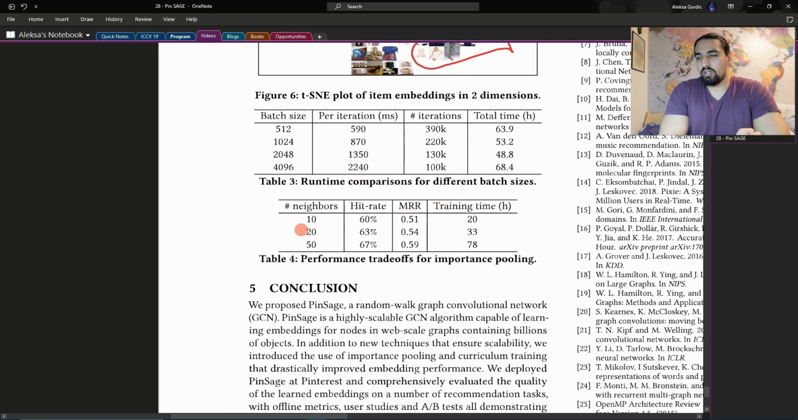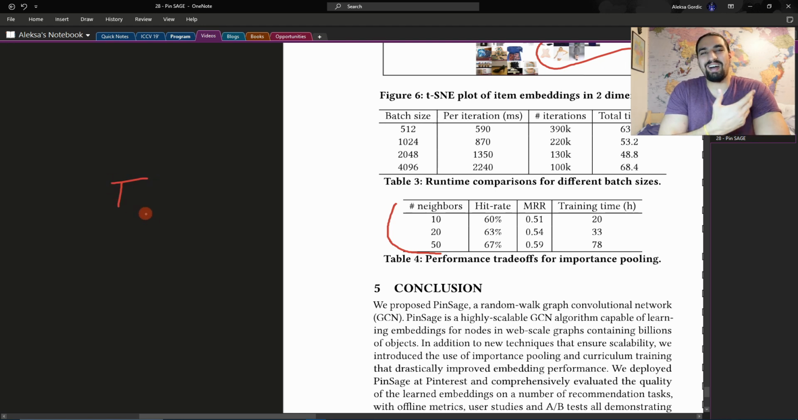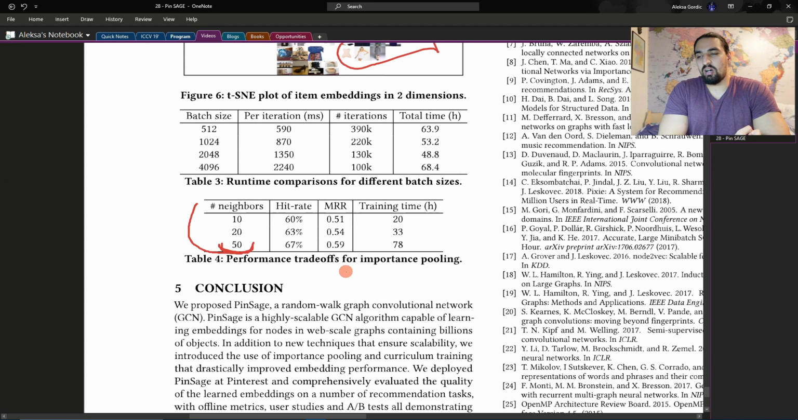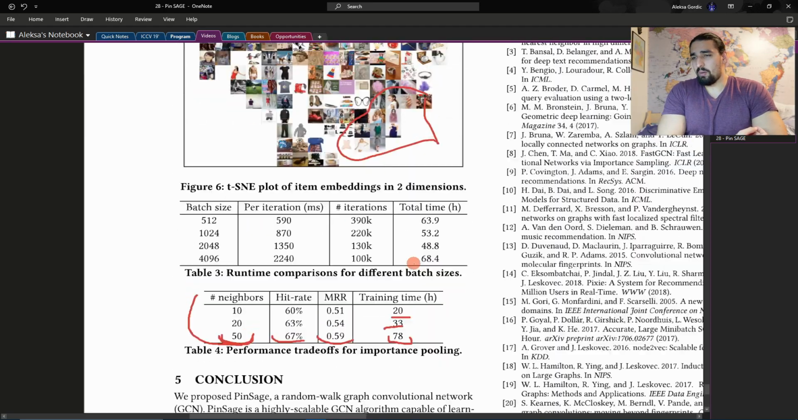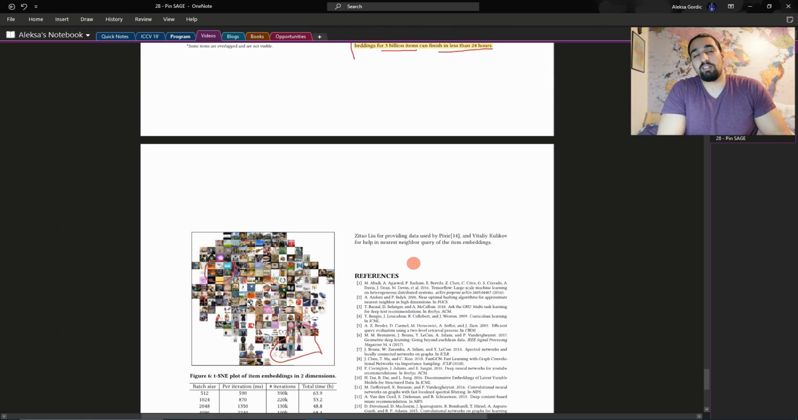Finally, they were exploring the number of neighbors. If you remember how the neighborhood is computed, you basically take the t neighbors that had the highest count, and here they show that taking 50 neighbors has the highest hit rate and mean reciprocal rank, where the training time was still acceptable, 78 hours compared to these. So that was pretty much it. I covered a bunch of details in this paper. I still omitted some details, but those are probably the most important details you should understand about this work.